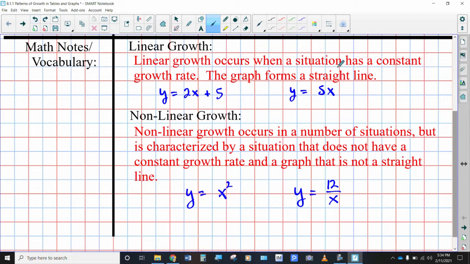Same thing here. In this case, though, you get your exponential growth, so you have some exponent other than the number 1 that's being applied to your independent variable. And then the fact that you're dividing by your independent variable instead of taking a number and dividing from the independent variable, that makes this one nonlinear.